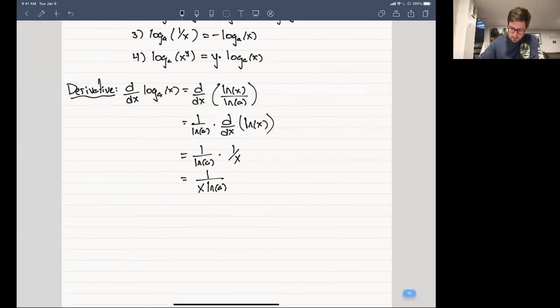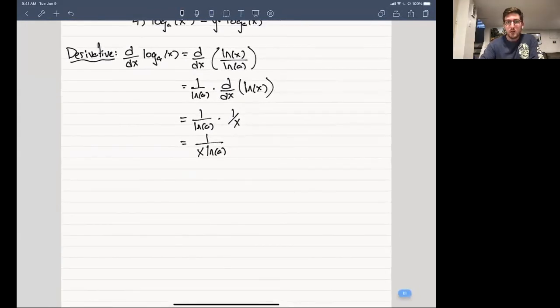Okay, then let's wrap it up with just a couple little examples. Two examples, one with a derivative, one with an integral. Let me show you how to actually put this into practice. So here's the first one: we want to find the derivative of log base 10, so a is equal to 10, of 3x plus 1.